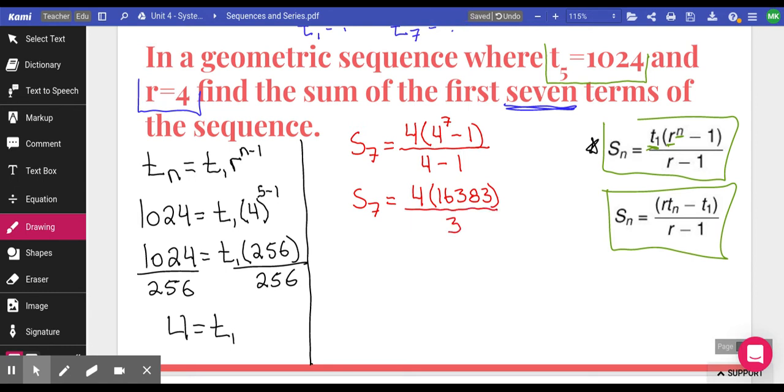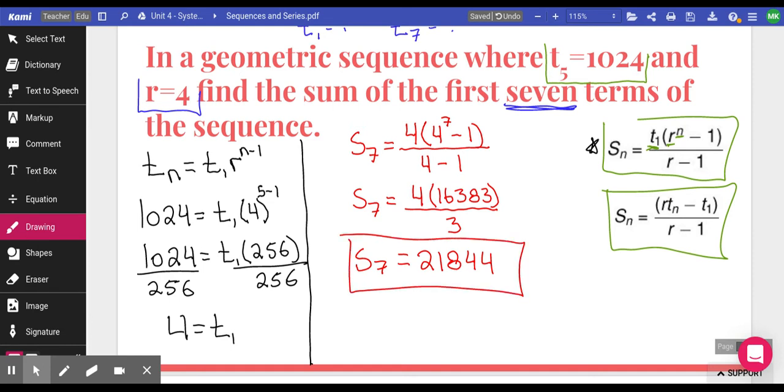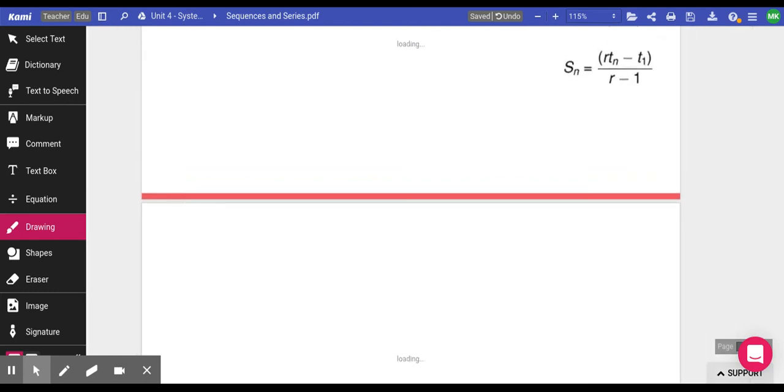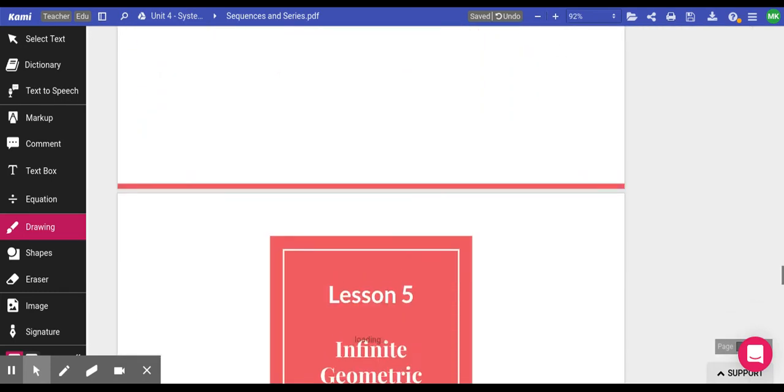If you do that, you should get that this first 7 terms added together equals 21,844. That's the first 7 terms added together. That's a trickier question, right? We had to go calculate something to be able to do the rest. Okay. We got this question left here. I think 2 more, right? Yep, 2 more.